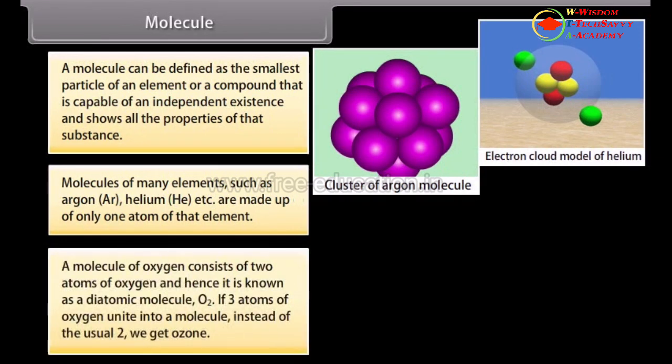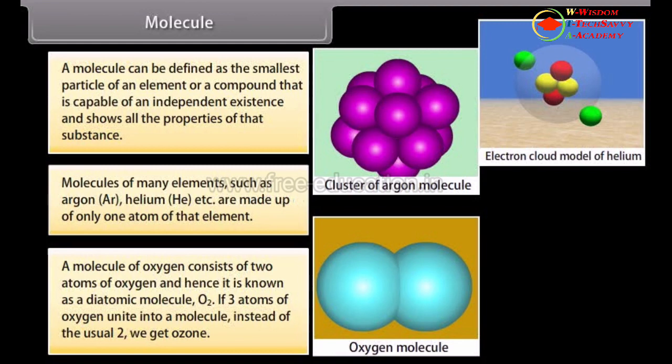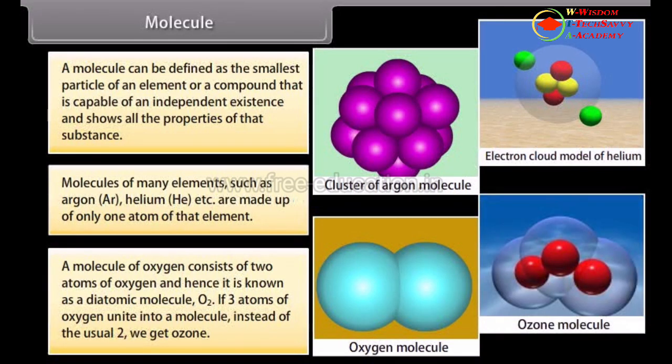2. A molecule of oxygen consists of two atoms of oxygen, and hence it is known as a diatomic molecule, O2. If three atoms of oxygen unite into a molecule instead of the usual two, we get ozone.